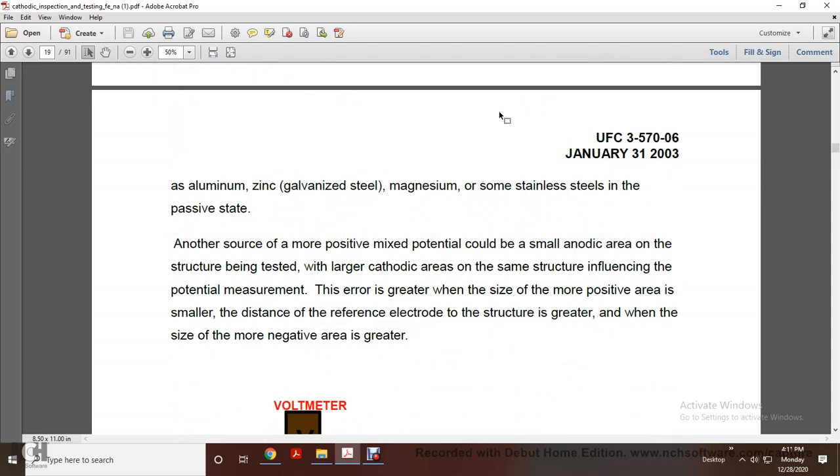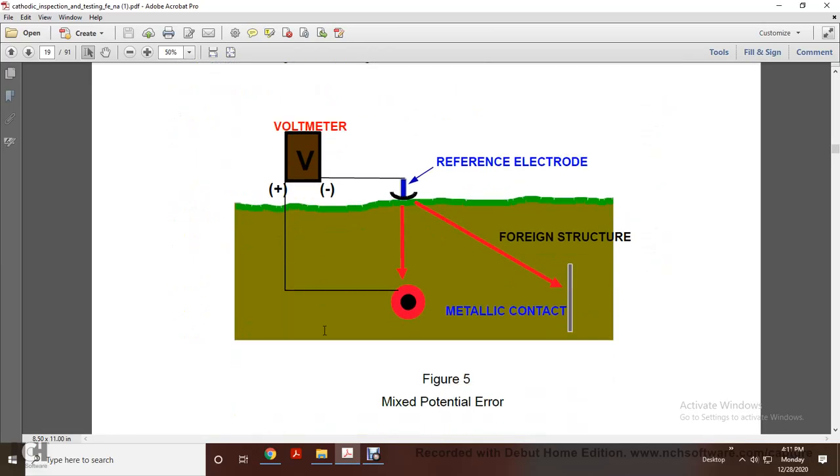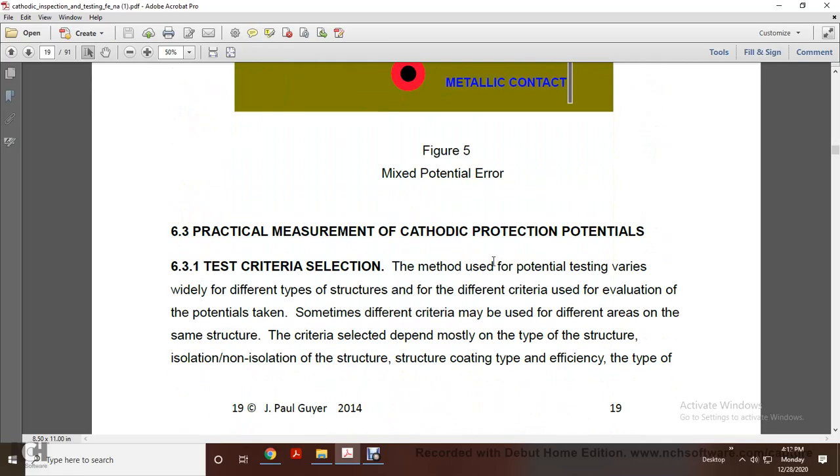Another source of more positive mixed potential is a small anodic area on the structure being tested with a large cathodic area on the same structure, influencing the potential measurement. The influence is greater when the size of the more positive area is greater, with a smaller distance to the reference electrode. Figure 5 shows the mixed potential area with a red pipe, the voltmeter, the positive and negative of the reference electrode, and the foreign structure in metal contact.